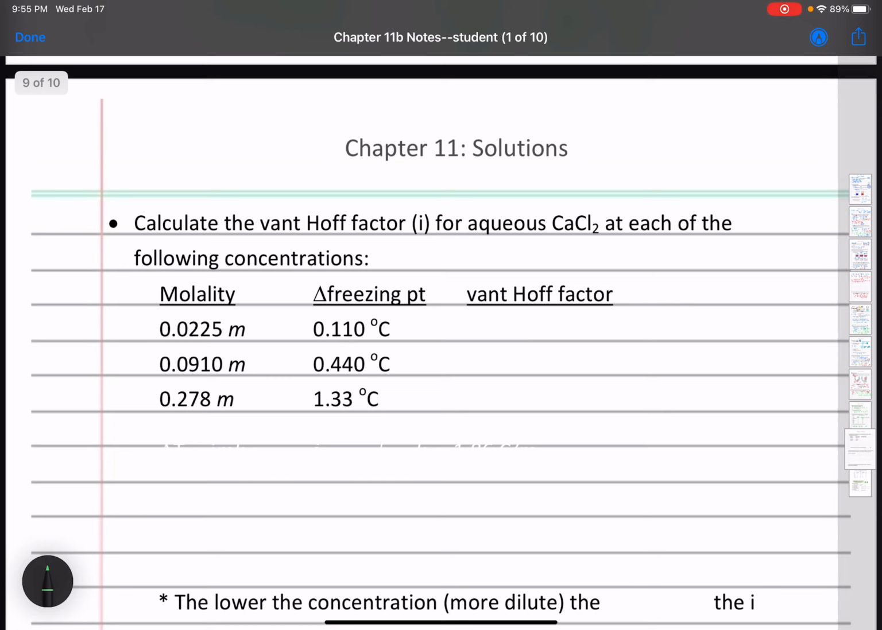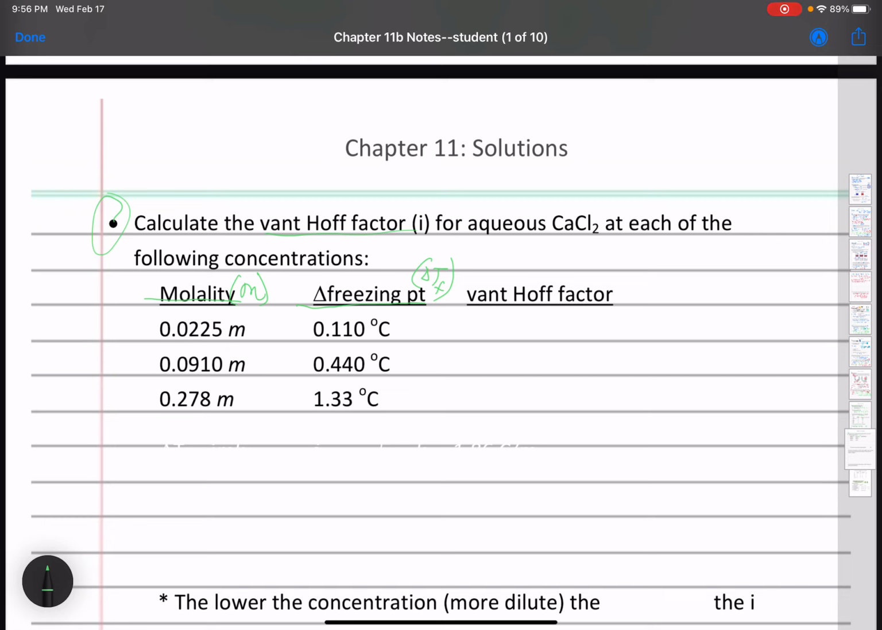All right, here's a question involving the Van't Hoff factor. It actually asks us to calculate the Van't Hoff factor for an aqueous solution of calcium chloride at each of the following concentrations. So in this case, it's giving us the molality and the change in freezing point. And we can use that to calculate the actual Van't Hoff factor. So let's do that for each of these.